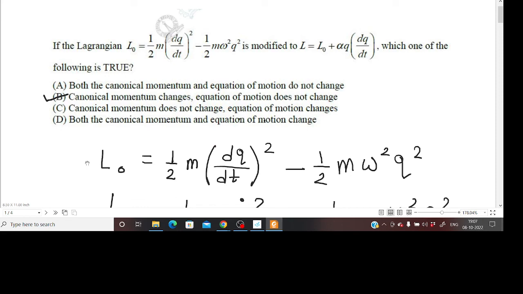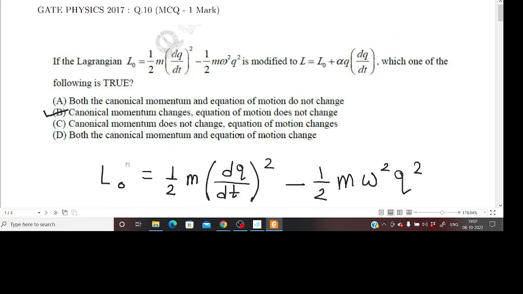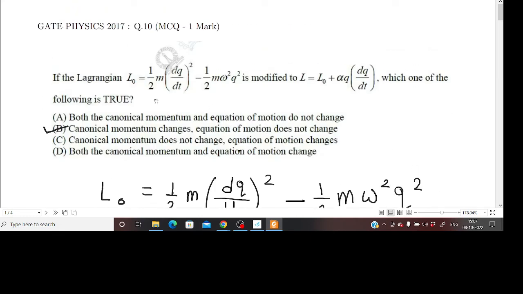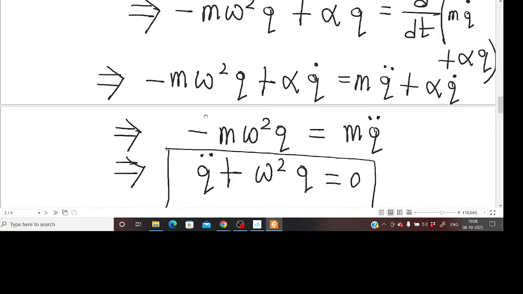So if you want to find out the canonical momentum, then just follow these things. Just differentiate the Lagrangian with respect to Q dot for both L0 and L. That's all. But if the Lagrangian is modified to this, then if you want to check whether the equation of motion remains same or not, then I have a short trick for you. So I'll show it now.